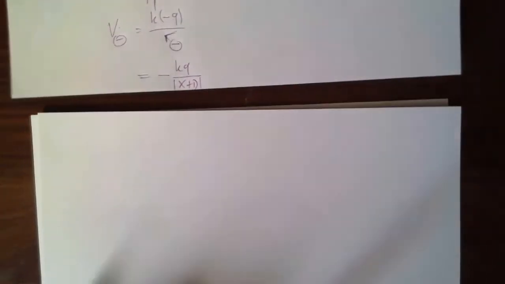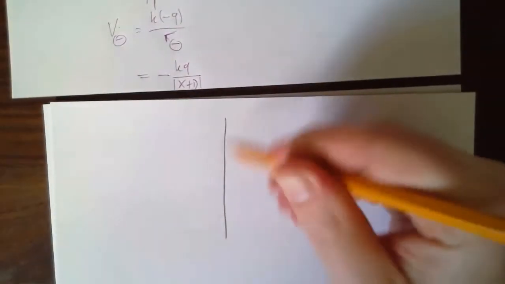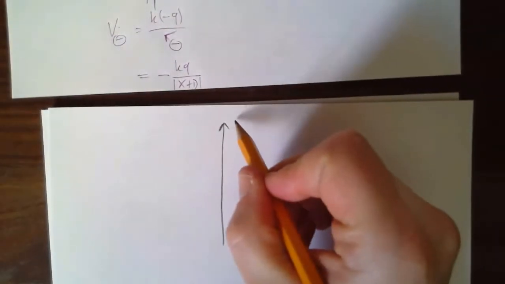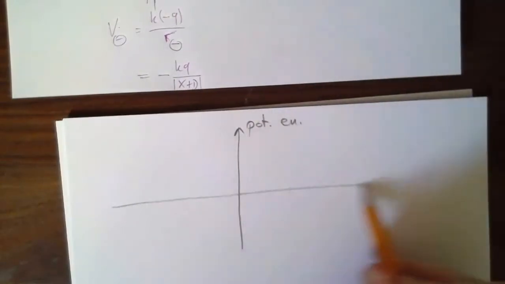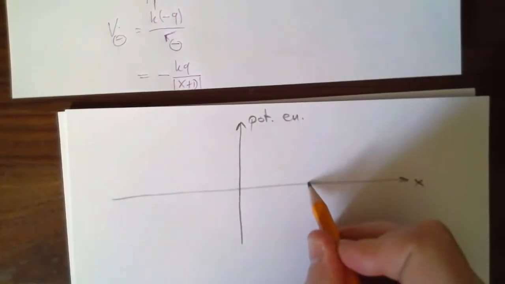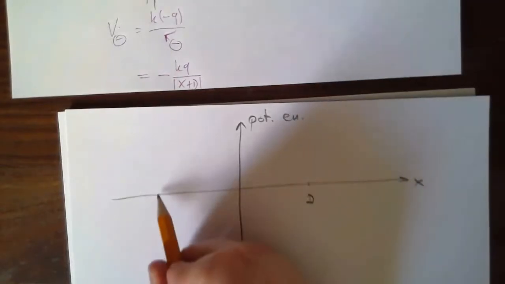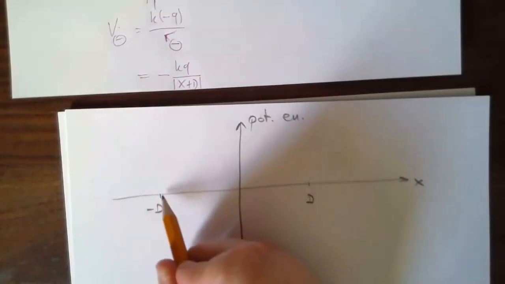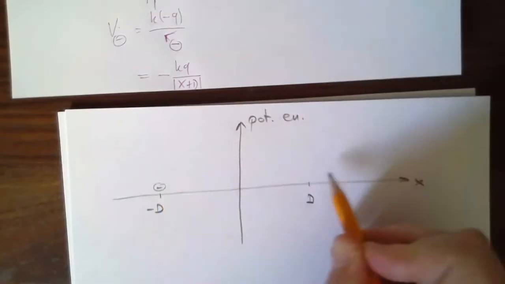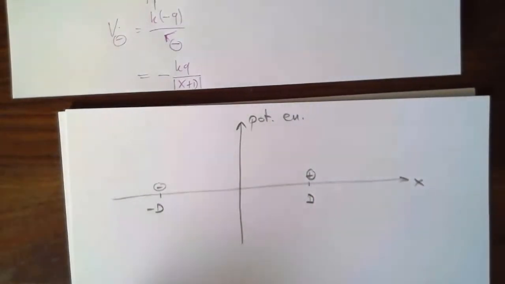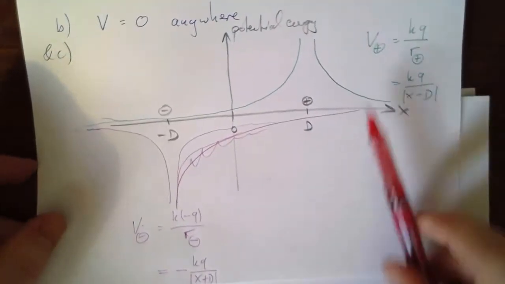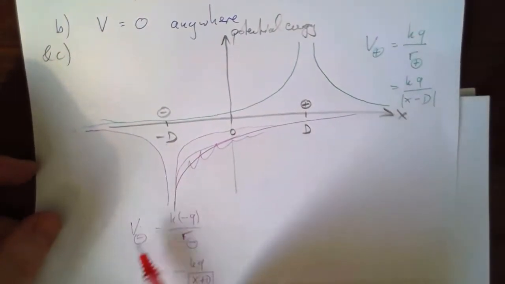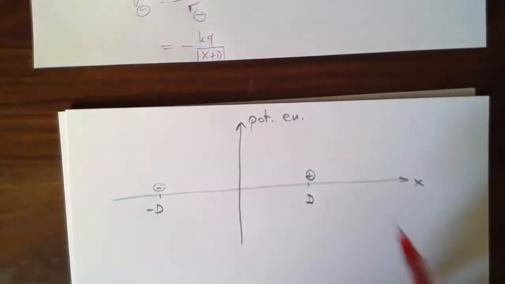Let me redraw those axes. This is my potential energy. This is my x-axis. This is D. This is minus D, so this is where the negative charge lives. This is where the positive charge lives. If I combine the two, I'm literally adding those two functions together. Imagine I'm taking this plus this, but I'm going to do it graphically.